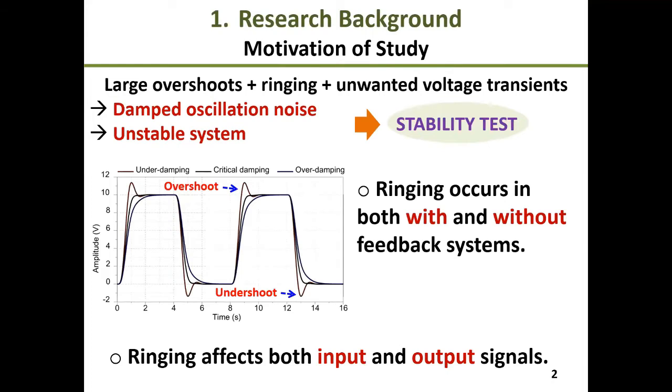As you know, the ringing or the overshoot occur in many systems. They occur in both feedback and without feedback system or in both passive and active networks. When a system operates in under damping region, the damped oscillation noise causes the system to be unstable. So we have to do the stability test to improve the overshoots.